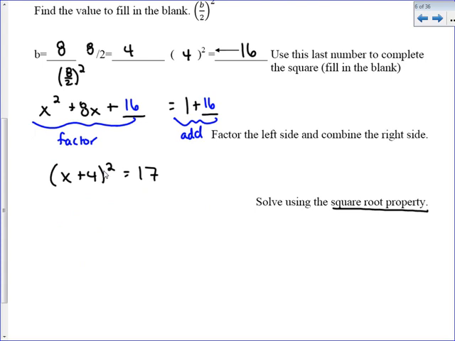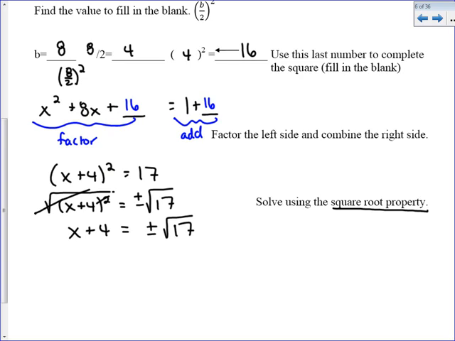What's the opposite of squaring? Square root. So I take the square root of both sides. And what else do I put on the right side when I take the square root of 17? Plus or minus. So on the left side, the square root and square root cancel. And I have x plus 4 equals plus or minus the square root of 17.